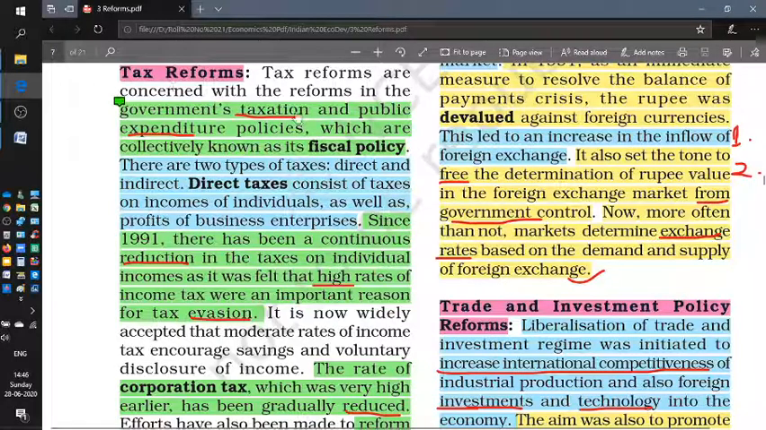Tax reforms. We have learned earlier that in order to kickstart development activity, we need to spend. The government, in order to be able to spend, has to earn. And from where does it earn these revenues? We've learned it's from taxation and other sources like profit from PSUs and so on. But today we'll talk about tax, because tax is one of the largest contributors to our government's revenue.